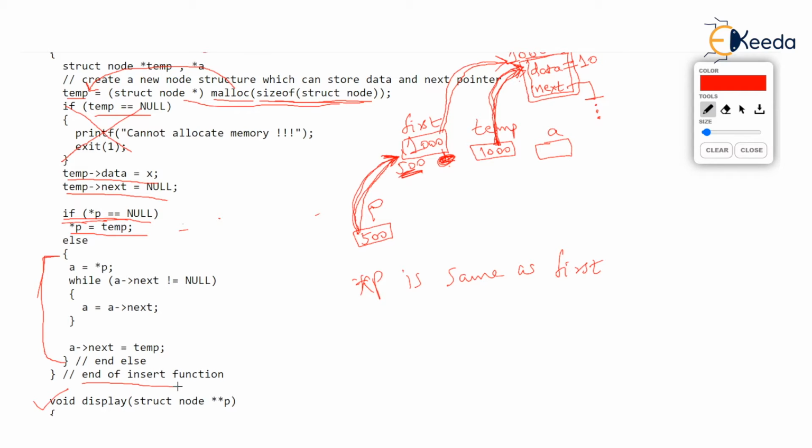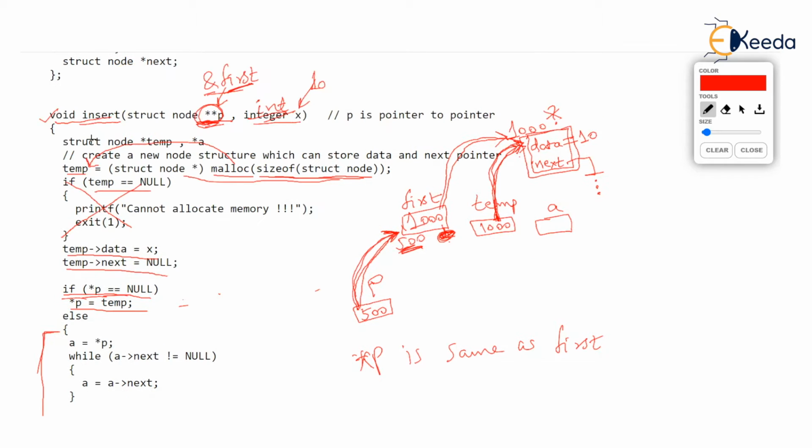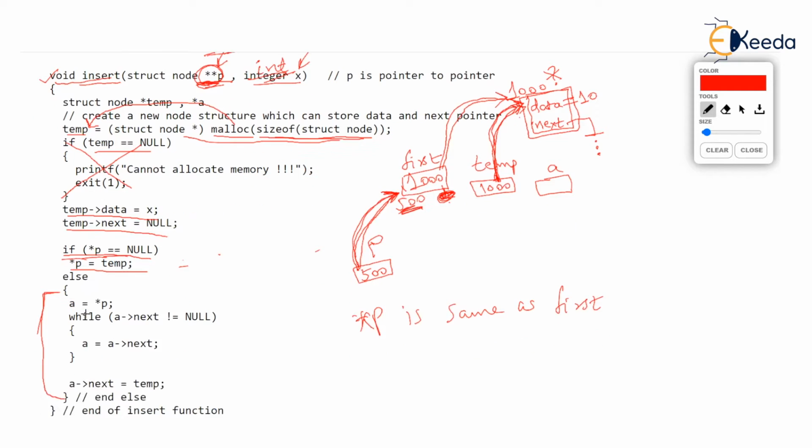It was so easy. What was the summary? Create a new node using malloc, call the new node temp, and store the data using temp arrow data and temp arrow next notation. Temp arrow next will be null because the new node's next will be null. There are no followers. And then ask, is the header pointer first null? Header pointer means asterisk p. Asterisk p is same as first, isn't it? That means the header pointer is not pointing anywhere. Then ask the header pointer to point to the new node, that is first equal to temp, and simply skip the else because if was true, and end the insert.